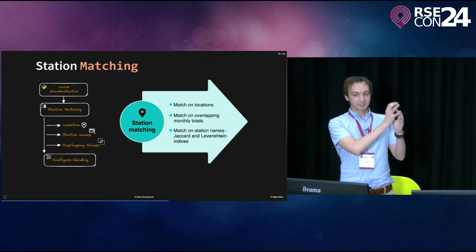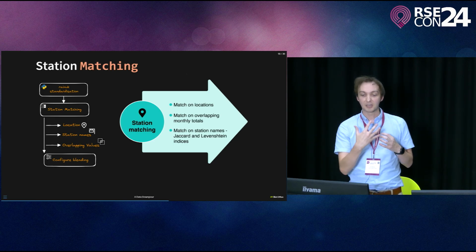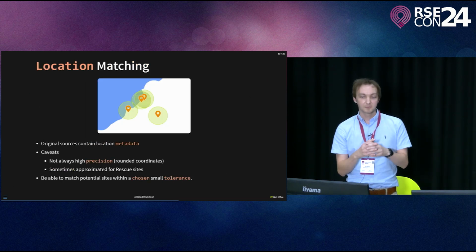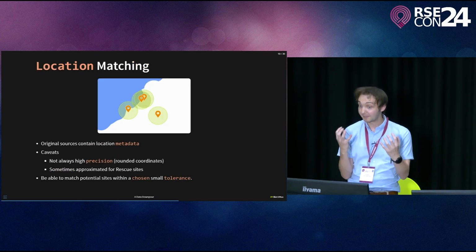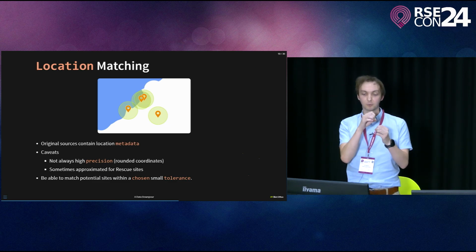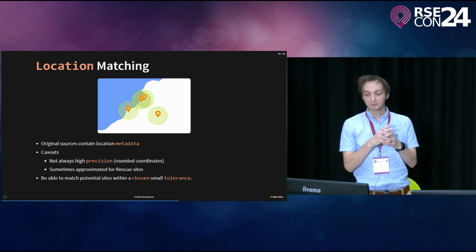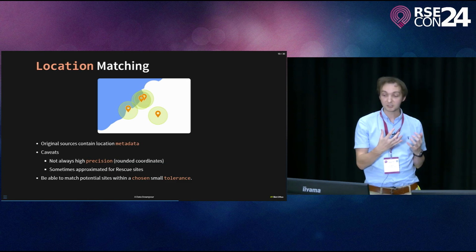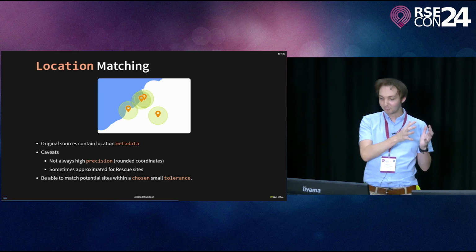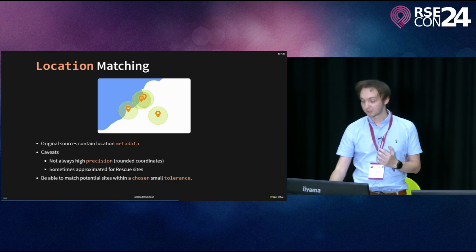So station matching, once we have a standardized product and sites that we can compare, we want to look at 3 different types of matching: location, station names, and overlapping values. So just to touch a bit on both. So for location, there is metadata in these 2 original sources, but unfortunately, it's not always high precision. You can't always guarantee the location. But also, the sites are often, especially for the rescued sites, approximations in some way. So, from the 1800s record, it may not have been exactly known which location the gauge was at. And so we need to be able to match in some way potential sites based on a small tolerance.